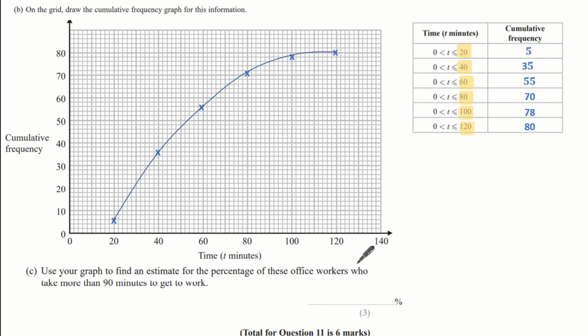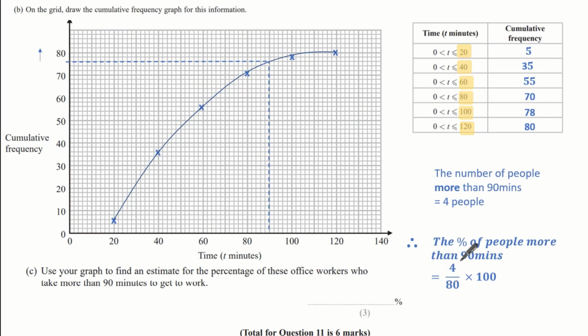Now part C states that we need to use our graph to find the estimate for the percentage of these office workers who take more than 90 minutes to get to work. So we need to look at 90 minutes first using our x-axis and reading across, and you can see we have a value of 76. But we're interested in more than 90 minutes. So that means we need the value greater than this. So that means the number of people more than 90 minutes must be 4 people. Because the question wants us to work out the percentage, this is simply 4 divided by our 80 multiplied by our 100, which gives me our 5%.